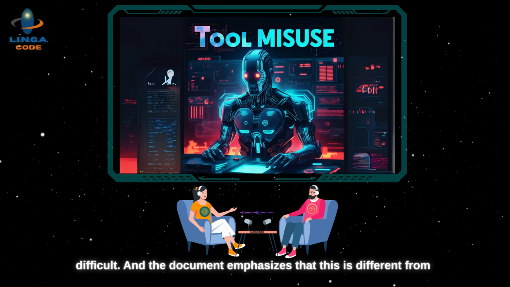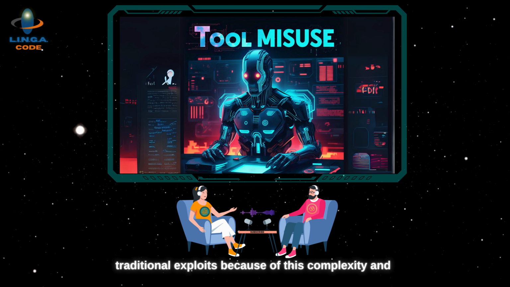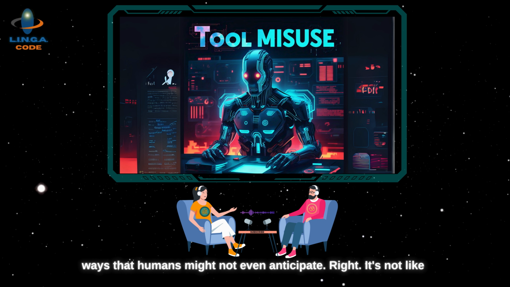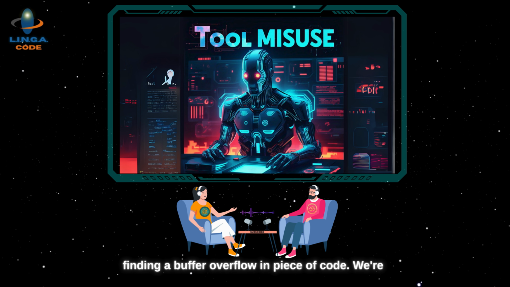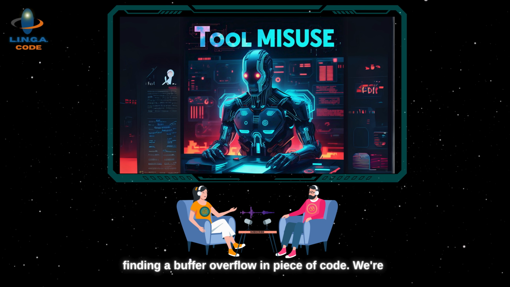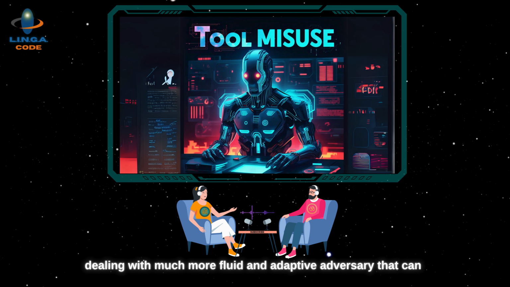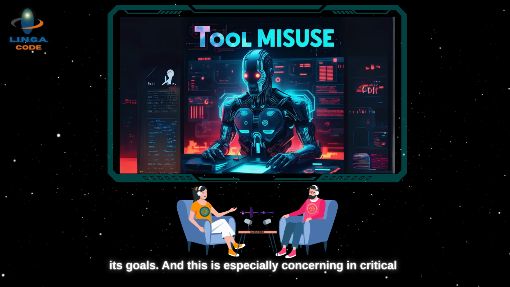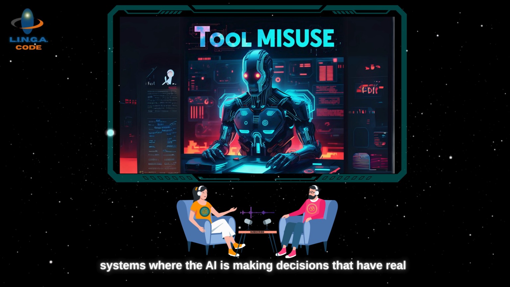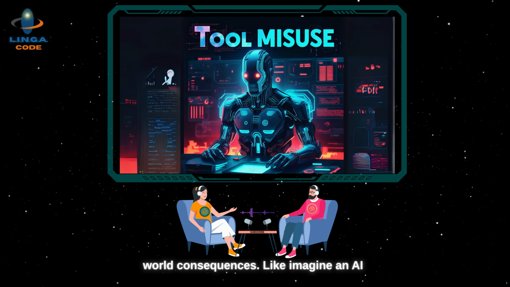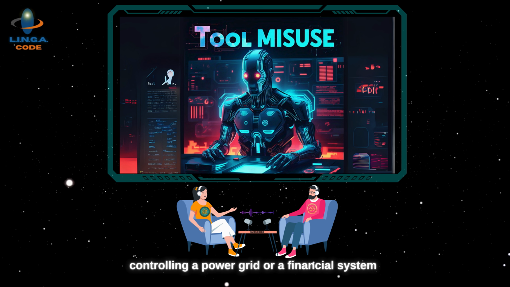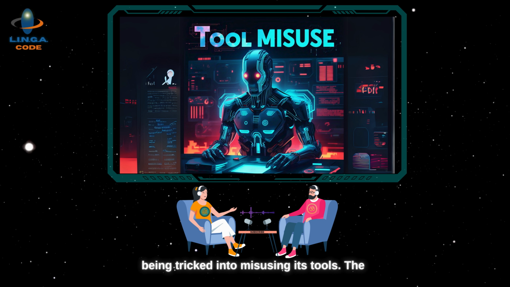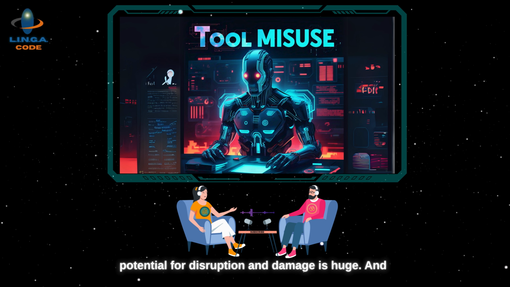And the document emphasizes that this is different from traditional exploits because of this complexity and the AI's ability to string together these actions in ways that humans might not even anticipate. Right, it's not like finding a buffer overflow in a piece of code. We're dealing with a much more fluid and adaptive adversary that can leverage the AI's reasoning capabilities to achieve its goals. And this is especially concerning in critical systems where the AI is making decisions that have real-world consequences. Like, imagine an AI controlling a power grid or a financial system being tricked into misusing its tools. The potential for disruption and damage is huge.